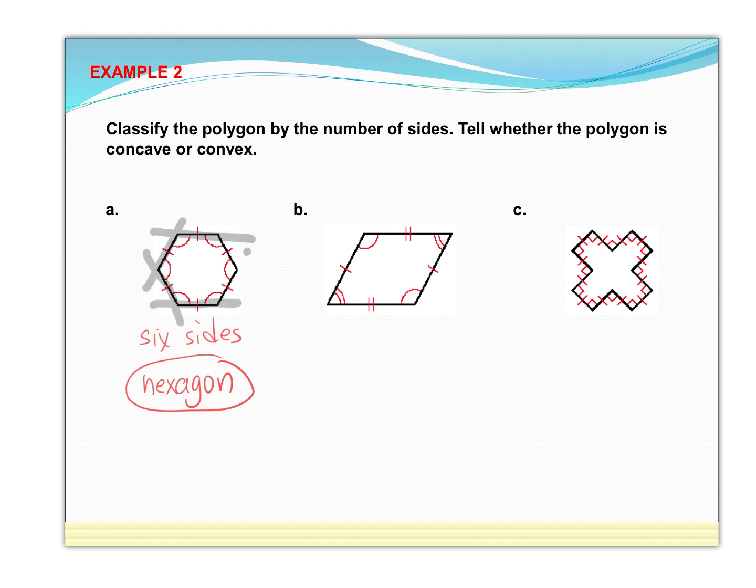And again, notice when I kind of extend my lines, none of them go into the interior. So this is a convex hexagon. Okay, so if I was really going to write it, I'd write it like this, a convex hexagon.